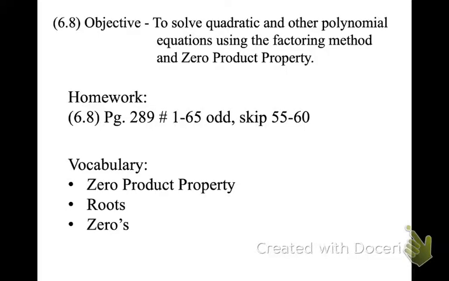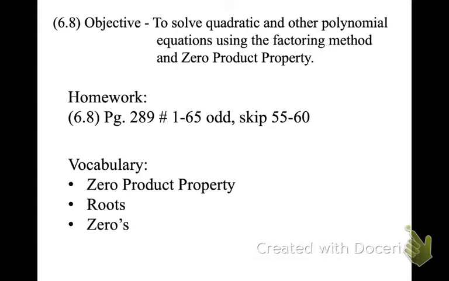Guys, today we're doing 6.8, solving quadratic equations. So this is the first time you're doing it. We're solving quadratic and other polynomial equations using the factoring method or the zero product property. The zero product property is something you're familiar with. You've been using it for a long time.